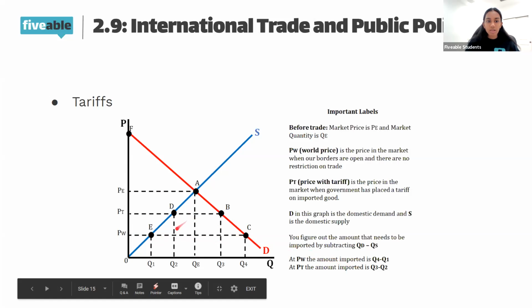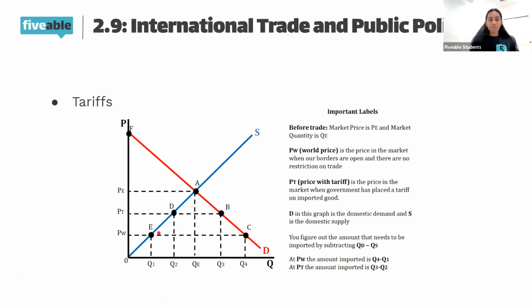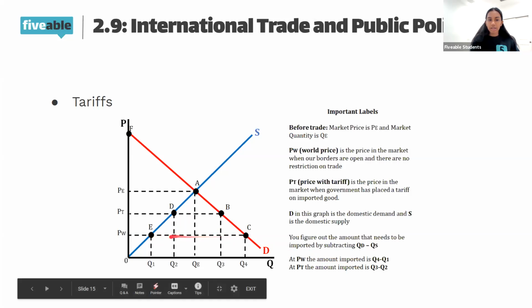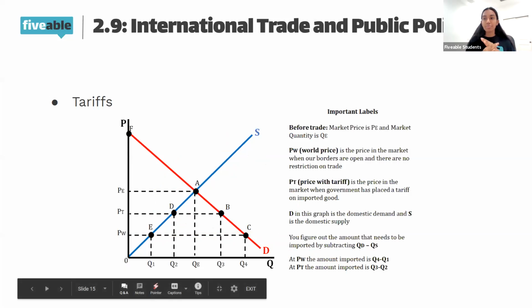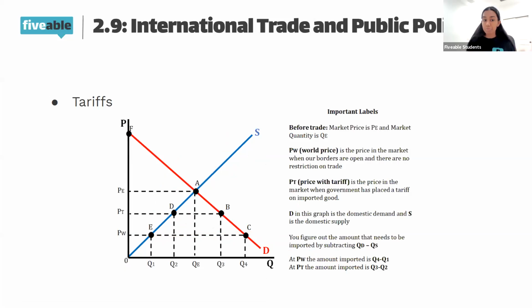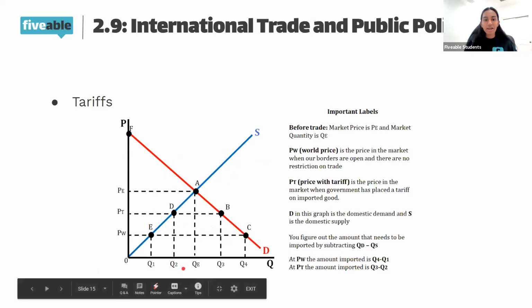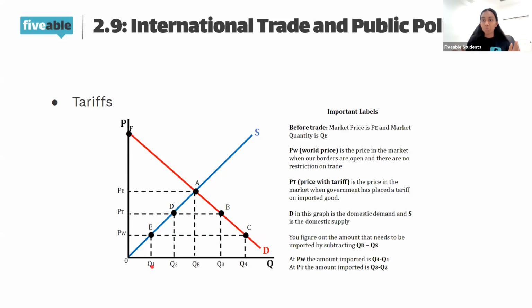And on this graph, the shortage is actually the amount that needs to be imported. So this graph, the actual supply and demand curves, are referring to domestic supply and domestic demand. I think I forgot to mention that. But when domestic demand is all the way here at Q4 and domestic supply is only at Q1 at this super low world price, this gap, so Q4 minus Q1, has to be made up by importing goods.